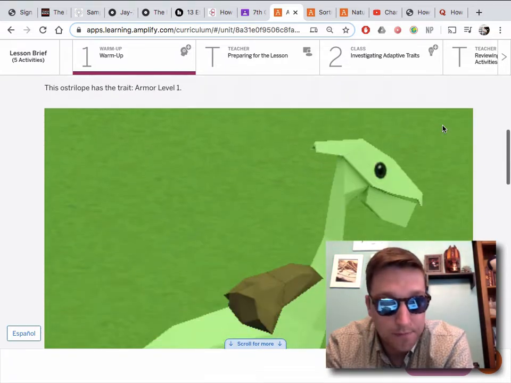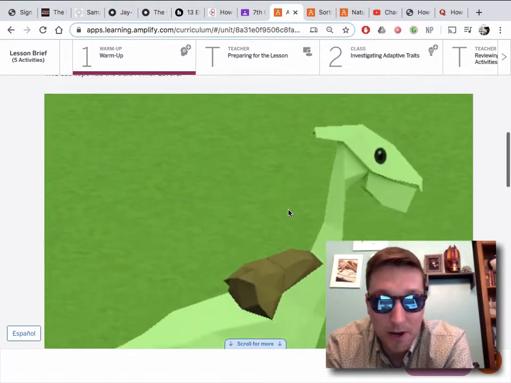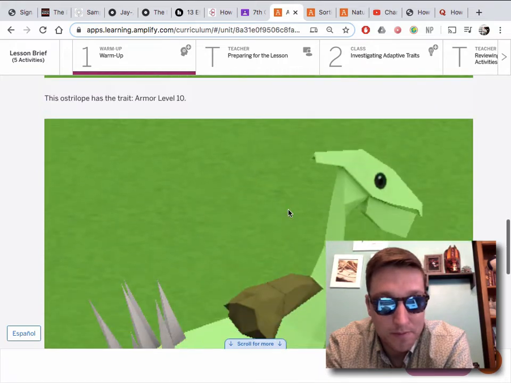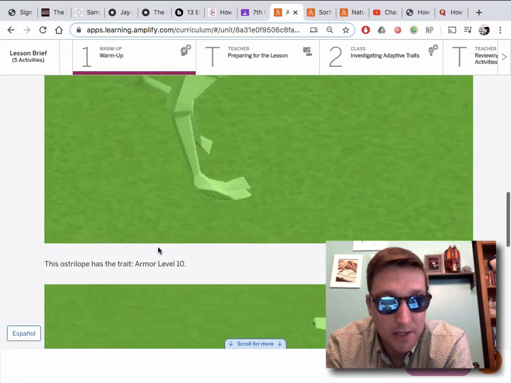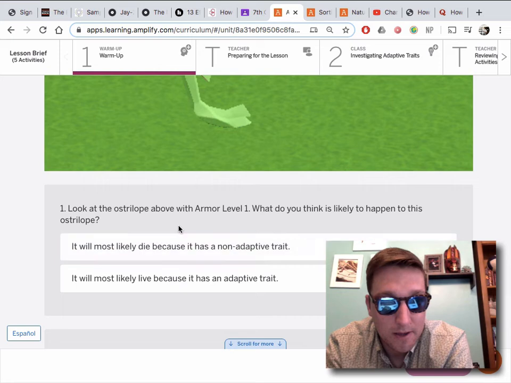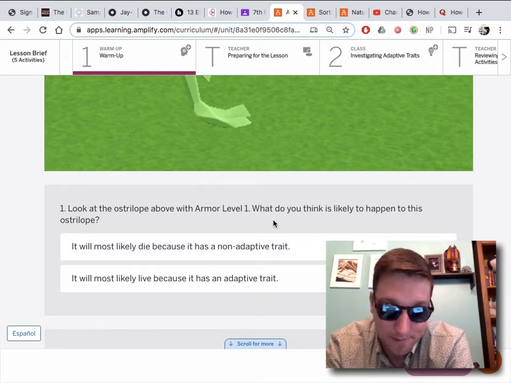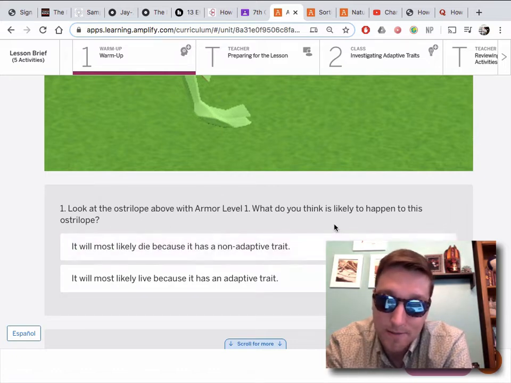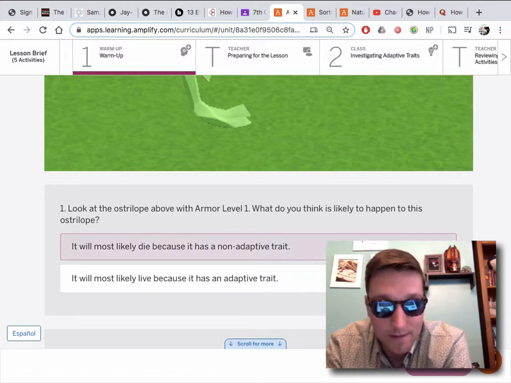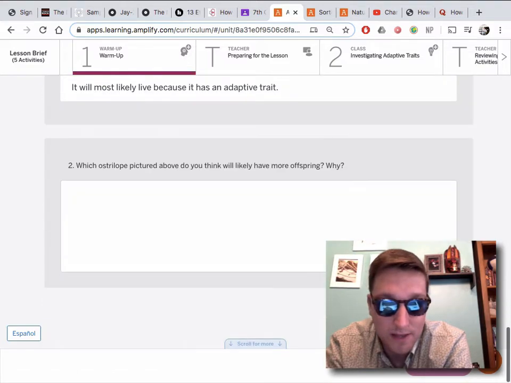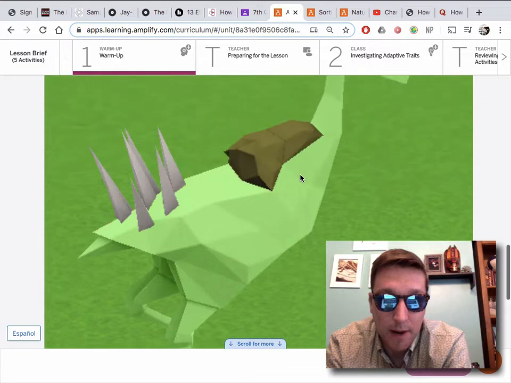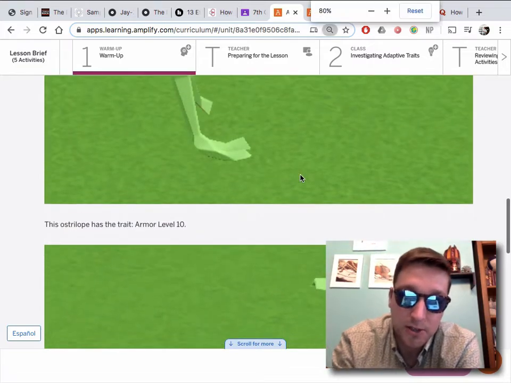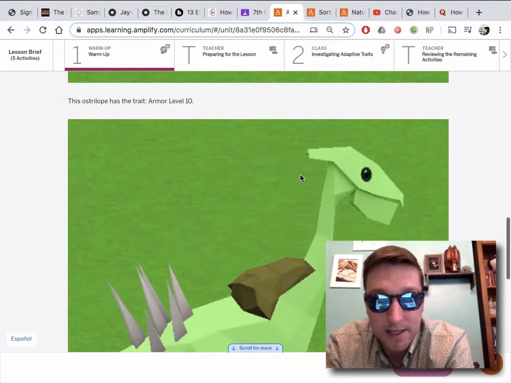Okay. So if it has almost no armor... Oh, the back spikes. If it has almost no armor, what do you think is going to happen? Yeah, it's non-adaptive because it's going to get killed very quickly because it has no defense. Which Australope picture do you think will have more offspring? Probably the one that will actually survive. So I would say this guy.